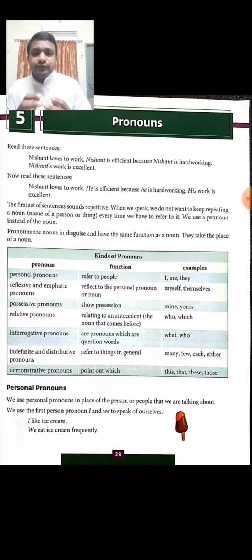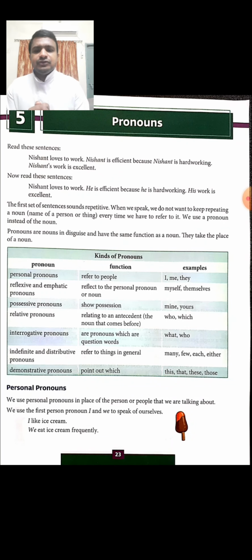Now, there are almost 7 kinds of pronouns that we are going to see one by one. In a common way, they are: personal pronouns, which refer to people, I, me, they; then reflexive and emphatic pronouns, possessive pronouns, relative pronouns, interrogative pronouns, indefinite and distributive pronouns, and demonstrative pronouns. Here in this video, today let us see 4 of them. Then next week, on next Friday, we shall see the next ones.